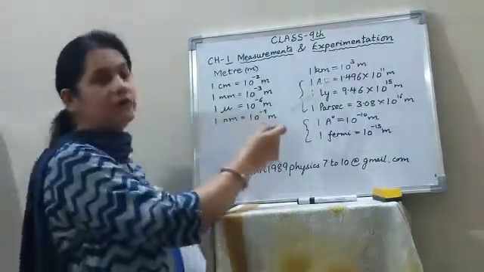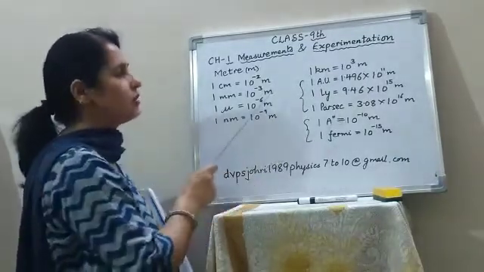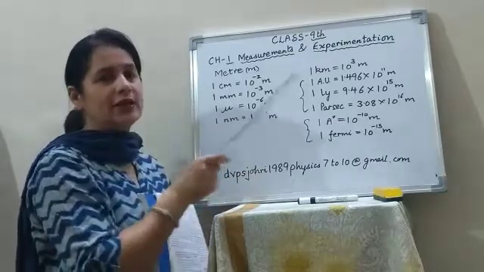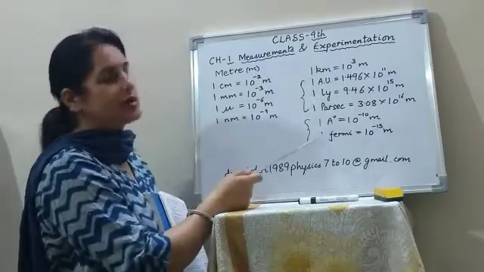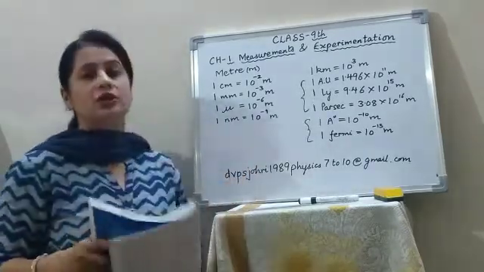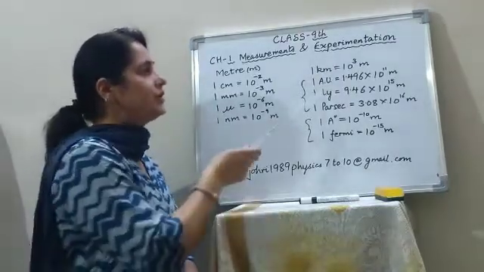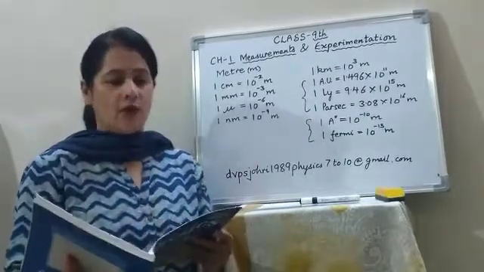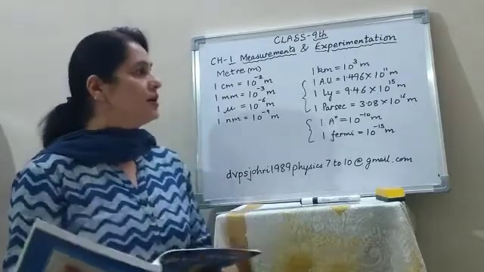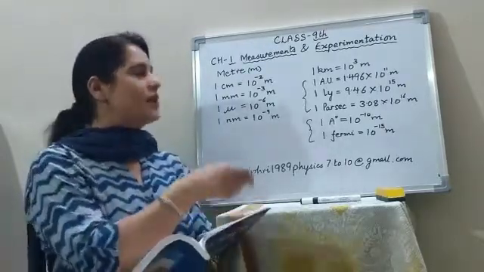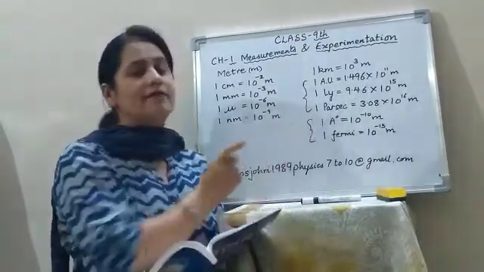These all are metric units. Now there are some non-metric units also. Non-metric units means we do not take the meter as the standard of measurement. So these are the bigger non-metric units. 1 astronomical unit. Now this unit is used to measure the distance between the heavenly bodies. 1 astronomical unit is equal to the mean distance between the earth and the sun, and 1 astronomical unit equals 1.496 into 10 to the power 11 meter.